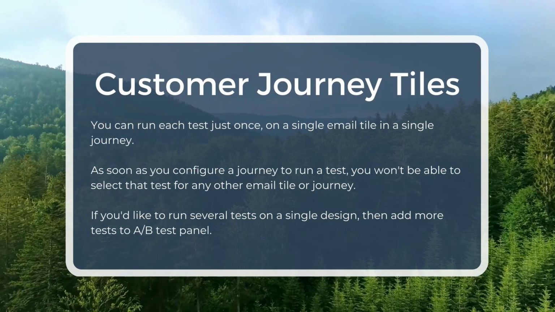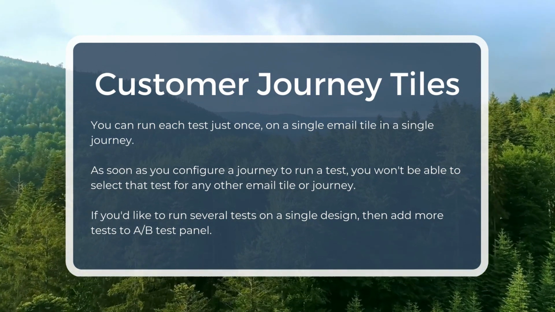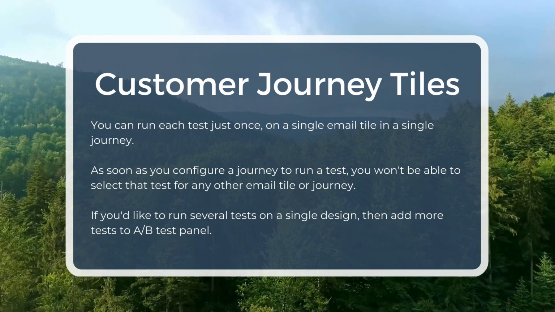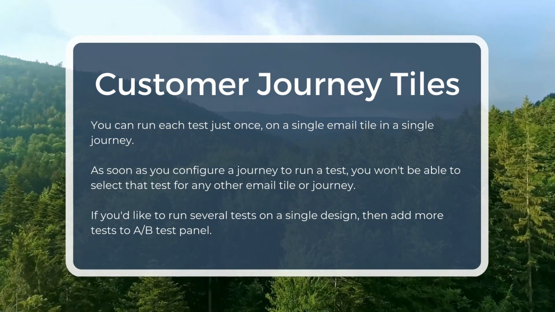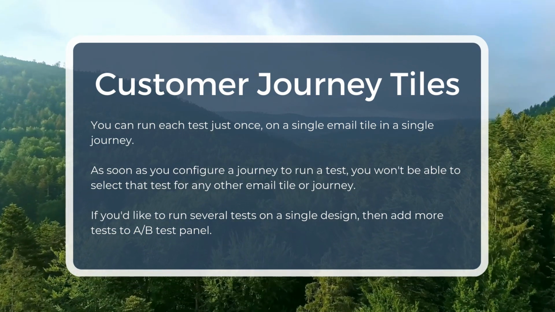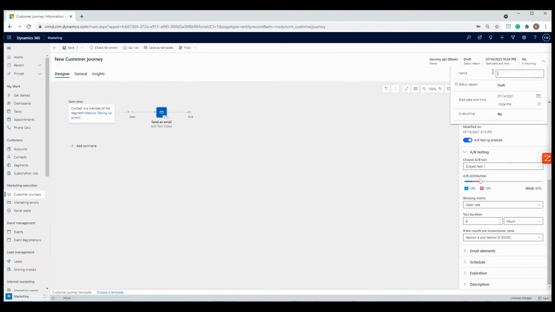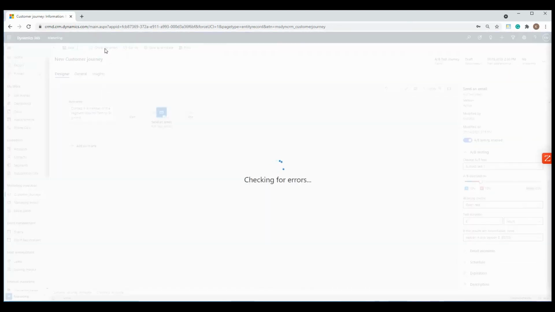You can run each test just once, on a single email tile in a single journey. As soon as you configure a journey to run a test, you won't be able to select that test for any other email tile or journey. If you'd like to run several tests on a single design, then add more tests to the A/B test panel. Ensure to name your journey, so you can find it when it's time to look at the A/B testing results and analytics, as well as set the time for when you want the journey to send. Lastly, finish setting up by checking for errors. Once confirmed, hit Go Live. This will activate the journey.